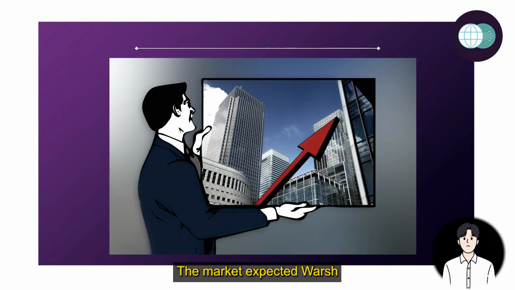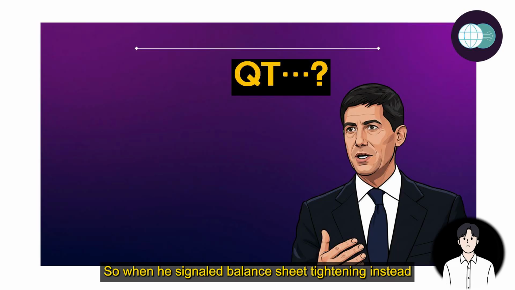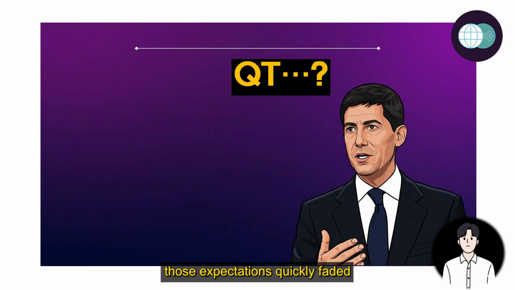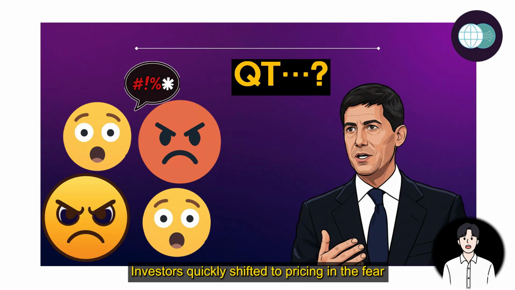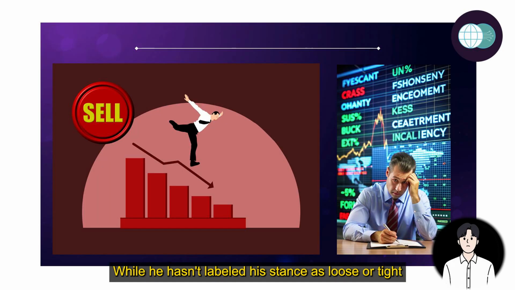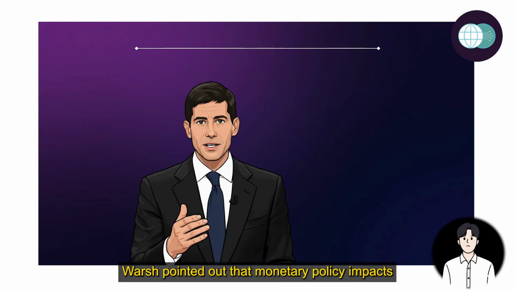The market expected Warsh to slash rates on day one. So when he signaled balance sheet tightening instead, those expectations quickly faded. Investors quickly shifted to pricing in the fear that sticky inflation could force rates even higher. While he hasn't labeled his stance as loose or tight, the blueprint of his new task force offers an important clue. Warsh pointed out that monetary policy impacts the economy differently depending on the tool used.